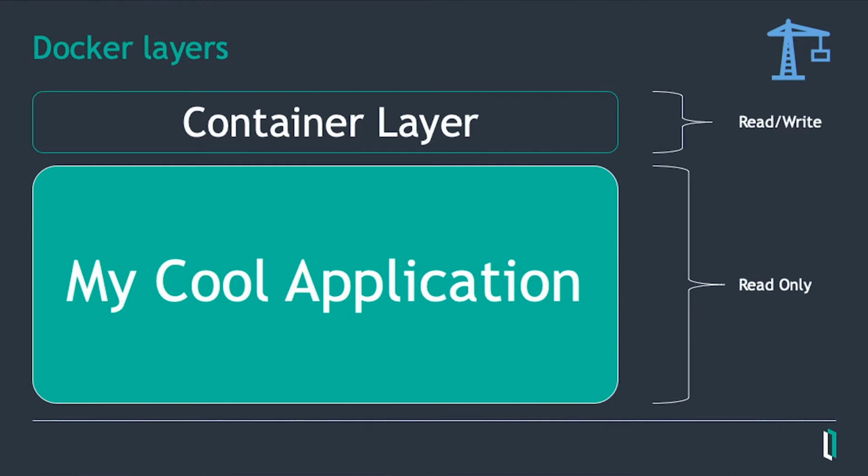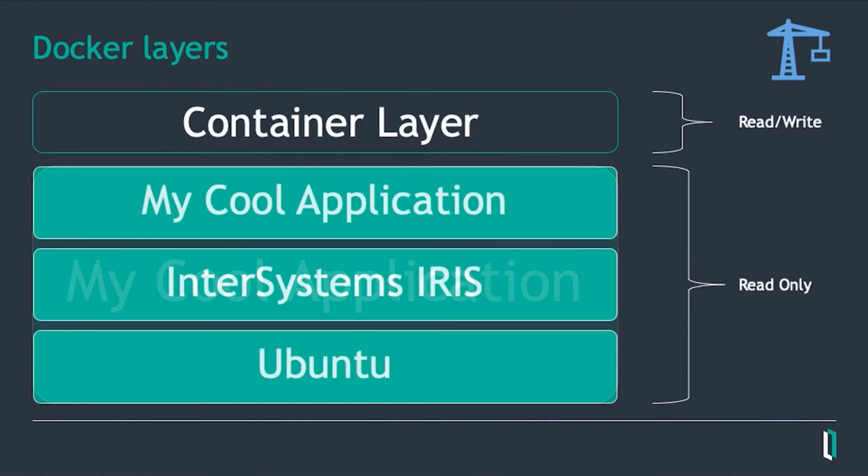Okay, so that makes sense. However, the base image that we're running for our cool application isn't really just one image. It's actually built up on a layer of images. So our application is based on a Docker image containing InterSystems IRIS. And InterSystems IRIS isn't a standalone image either. It's based on an Ubuntu image.